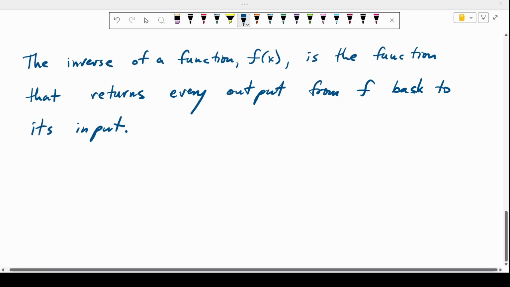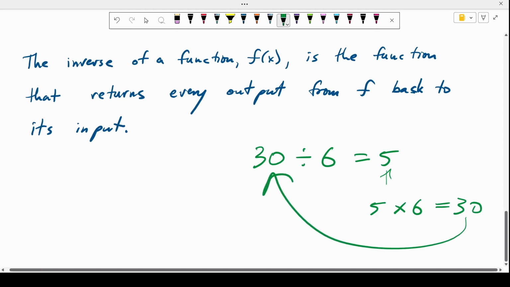By the way, we have inverse operations because those operations get us back to where we started. So for example, multiplication and division are inverse operations because if we start with, say, 30 and divide by 6, we get 5. This is our output. But then if we start with 5 and multiply by 6, we get back to 30. Inverse operations are very similar to inverse functions. In fact, every inverse operation, you could turn into a function, but that's another discussion.